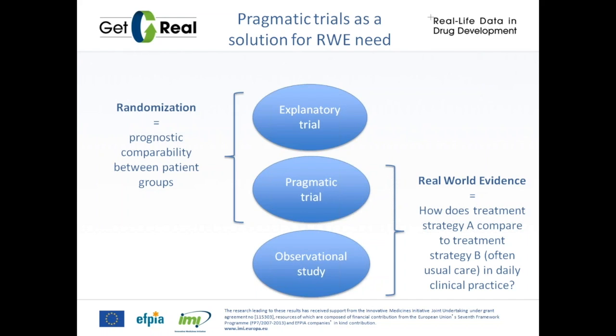So this is really where randomization comes in. Randomization has been designed for studies to create prognostic comparability, and that is something that has shown its great benefit in clinical trials, typical explanatory trials, and that can also be used in trials that have a much more real-life design, which are called pragmatic trials.